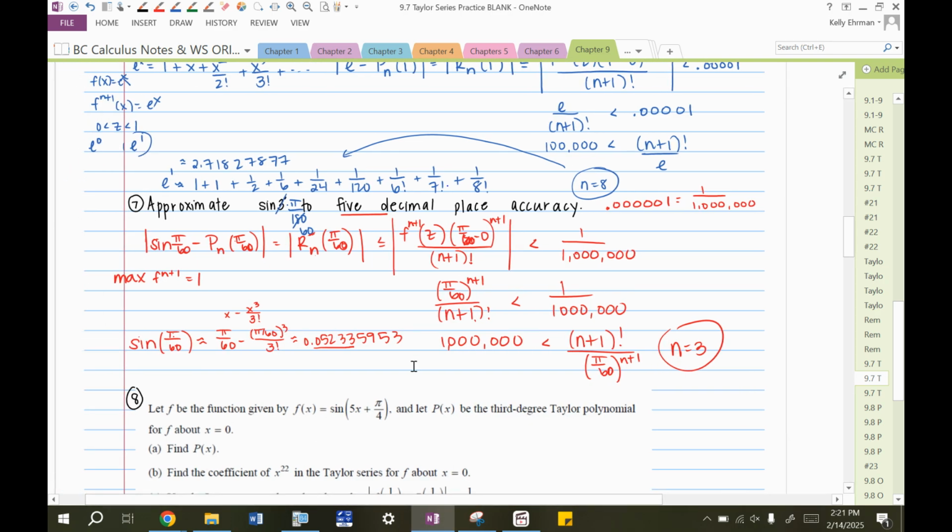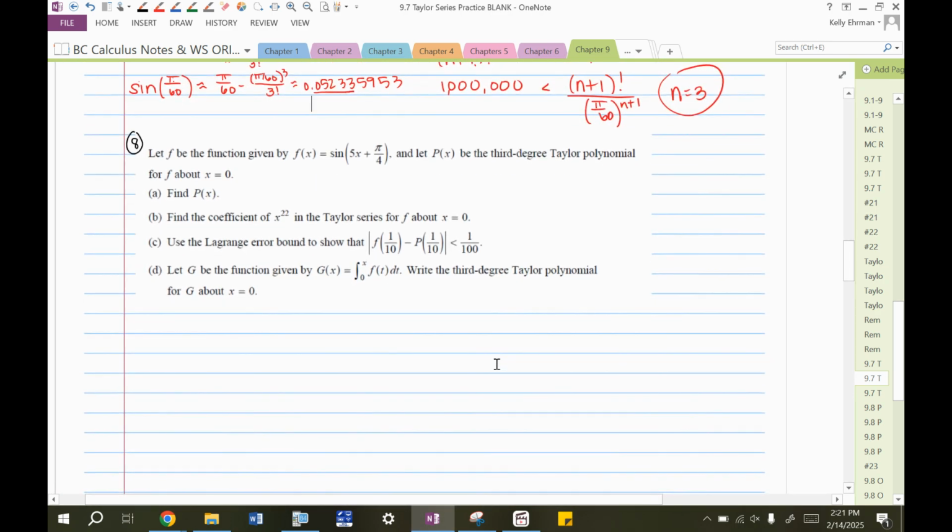Okay, let's take a look at this AP problem. We finally are starting to look at some AP problems. In a couple of days, we're going to have more of these than we care to think about, probably. Okay, f of x is given by this function. P of x is the third degree Taylor polynomial about x equals 0. That's our center. And n is 3.